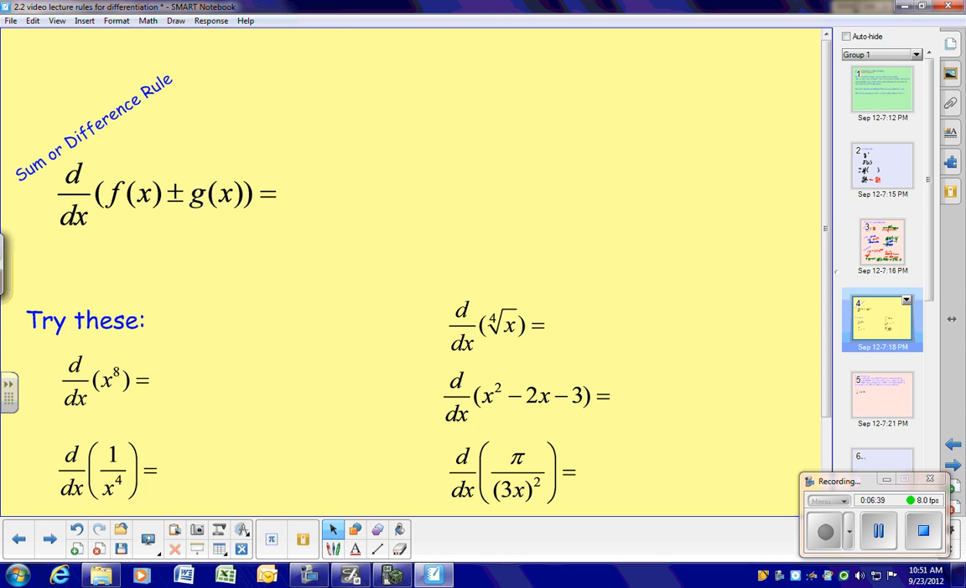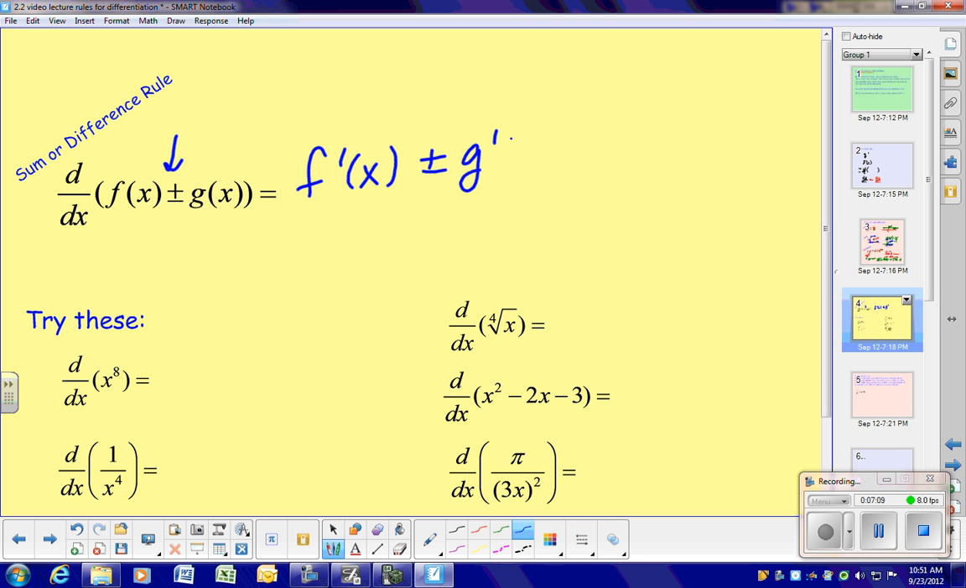All right, sum and difference. Sum and difference are exactly as you might expect them to be. Remember thinking about limits. If you're taking the limit of two things added or subtracted, you can take the limit of each part. Well, because derivatives come from limits, that means that we can just take the derivative of f. Actually, I'm going to write it differently anyway. We can take the derivative of f of x. Let me write it with a prime sign. And then we can either add or subtract, depending, and have the derivative of g of x.